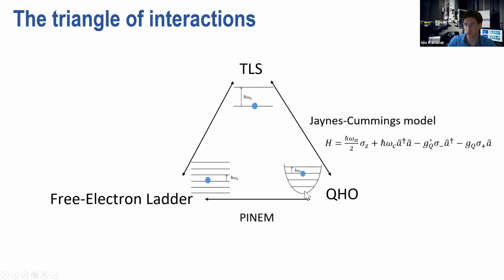What happens when we have the quantum harmonic oscillator interacting with the free electron ladder? That's the bottom of the triangle here, a Hamiltonian that looks like this. There is the energy of the electron, the energy of the photonic field, and an interaction term that looks exactly the same: a raising of one with the price of lowering the other, or the other way around. And that's an analog of the Jaynes-Cummings Hamiltonian for the interaction of a free electron with the laser field.